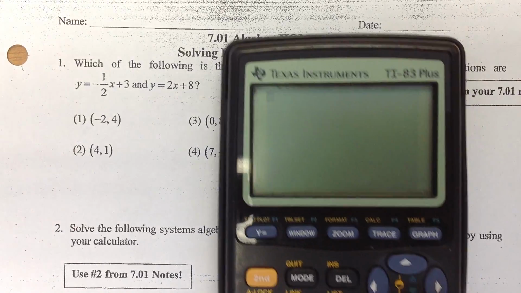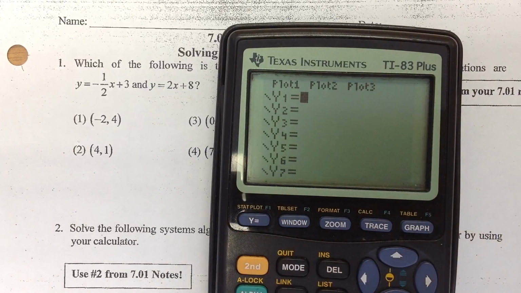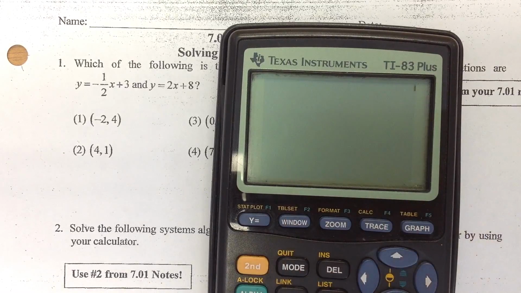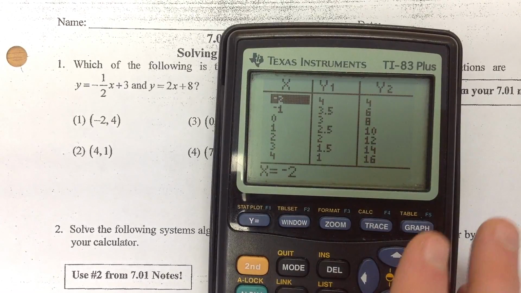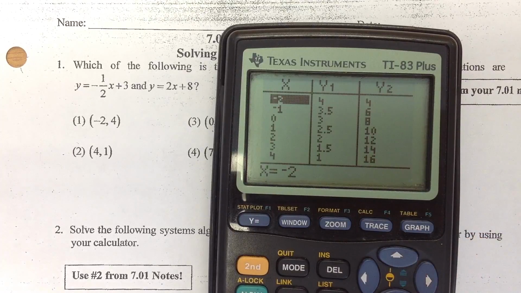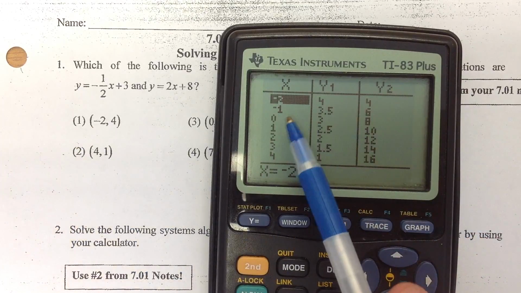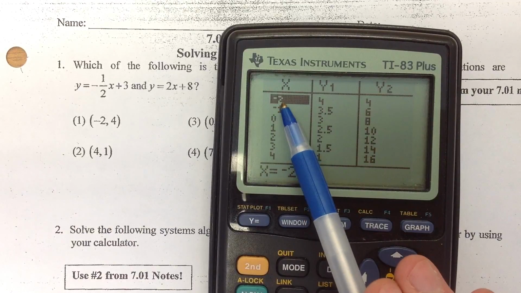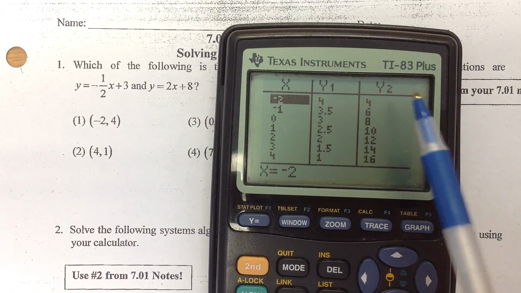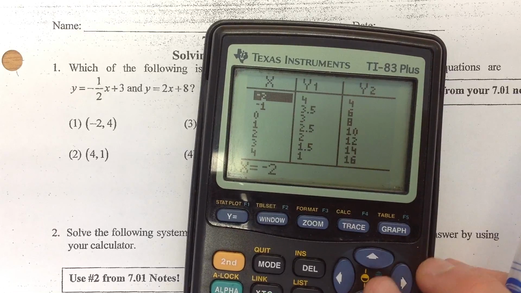So on one like this, we could use our calculator. We could go y equals, and then type in the top equation, negative 1/2 x plus 3, and the second equation, 2x plus 8. And then we could look at our table of values. Now this is a multiple choice question, so we can go through the different options. Option 1 is the point negative 2 comma 4. So if we look here, when x is negative 2, both y1 and y2 are 4. That's actually our right answer, but let's look at some of the other ones so you can see what a wrong answer looks like.